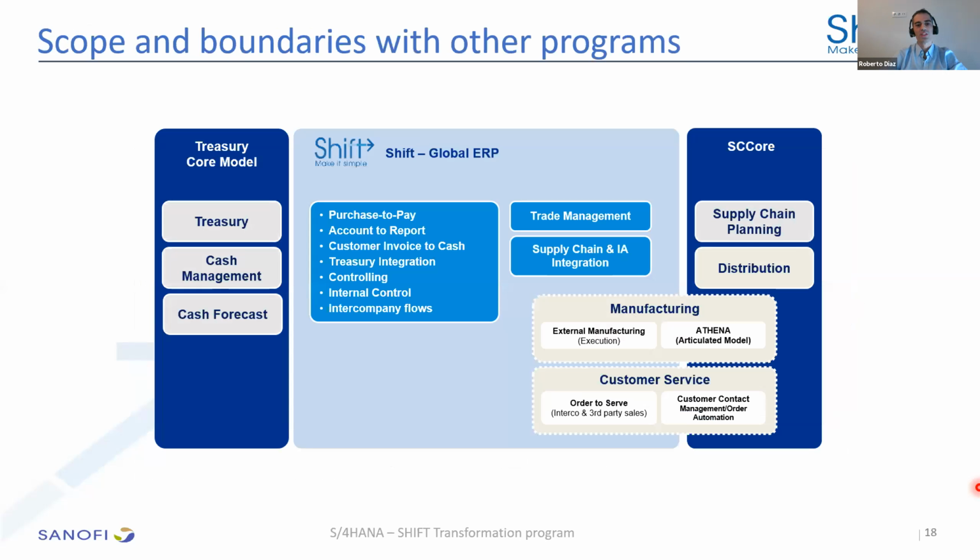Then the scope of SHIFT is, well, you can see the processes here. So it's back office processes, so it's finance and commercial. It's not included industrial processes, but we are interfacing with the industrial ERPs through what we call the Athena articulated model. With this, we are interfacing with the S-Core program, which is managing the industrial processes, right? And then there's a separate program, which is the Treasury Core model, which is fully integrated in our SHIFT platform.